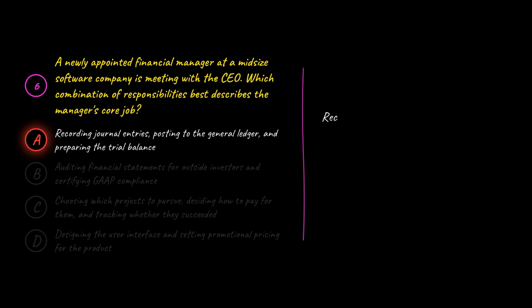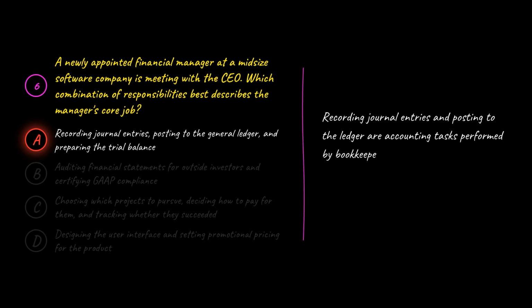A is wrong because recording journal entries and posting to the ledger are accounting tasks performed by bookkeepers or controllers, not by a financial manager driving investment decisions.